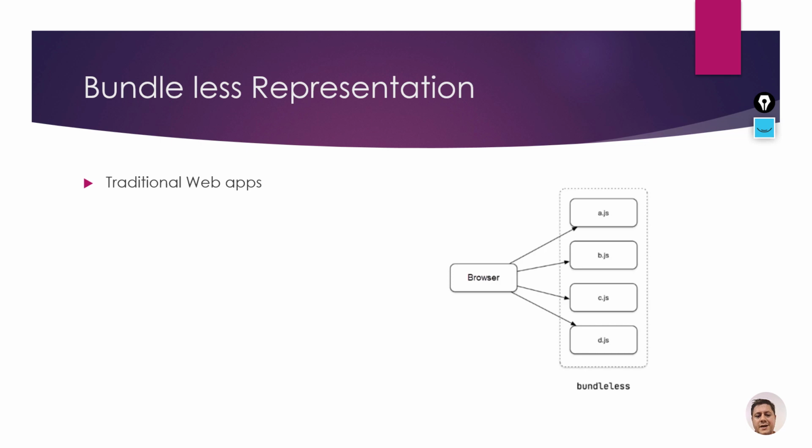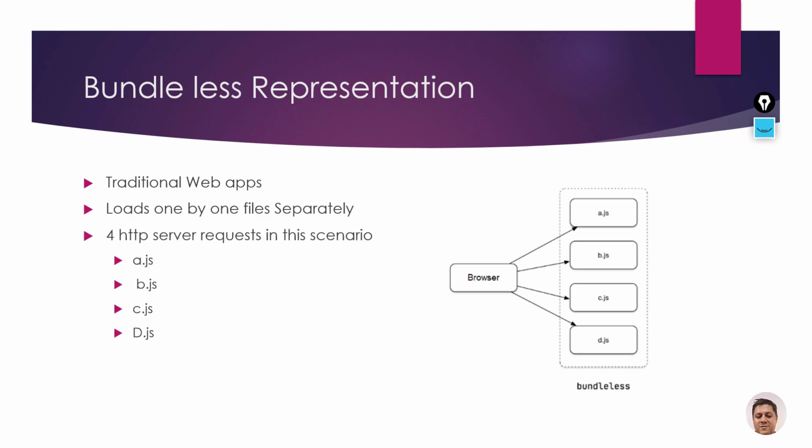Now, this is the traditional web app representation wherein there is a browser, and let's consider there are 4 files: a.js, b.js, c.js, and d.js. So it's a bundle list. Okay, this is not related to Webpack, not Grunt, not Gulp. I am just talking about the plain representation of the traditional web app before all these new bundlers and task runners. So what was done is loading file by file separately. So all the files had an HTTP request, right? You understand? All the 4 files will have one HTTP request each.